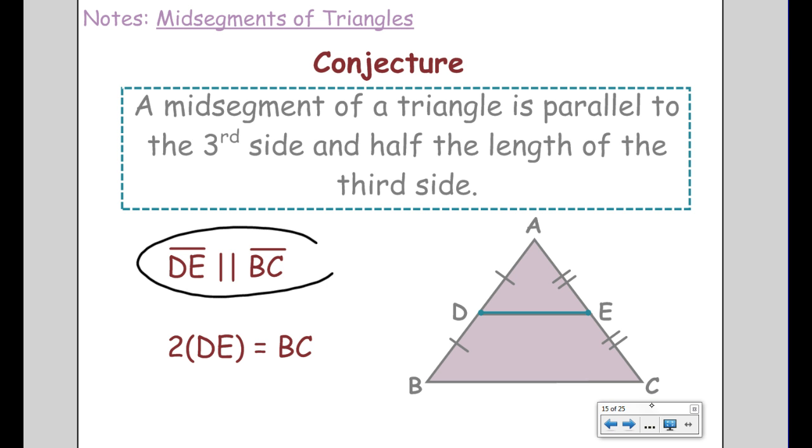So there is the conjecture in symbols. Segment DE is parallel to segment BC. And here's the math in symbols. 2 times DE equals BC.